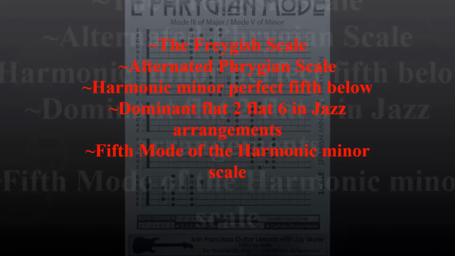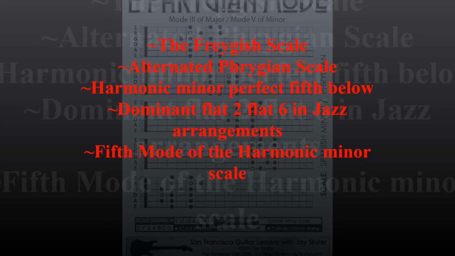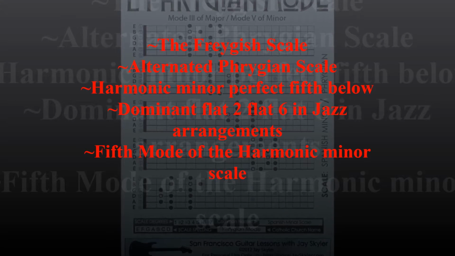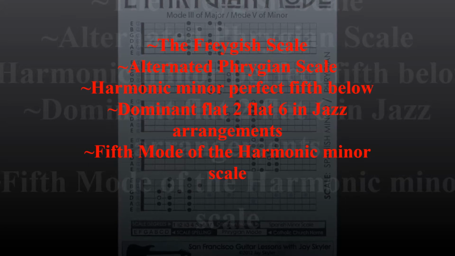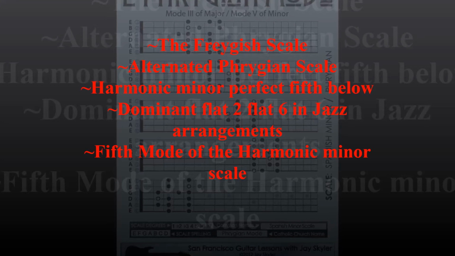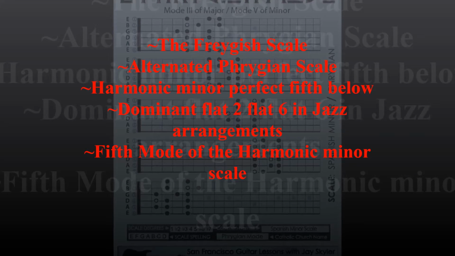The Phrygian dominant scale has many different names. You may hear it referred to in other mediums as the Phrygian scale, the alternated Phrygian scale, the harmonic minor perfect fifth below, the dominant flat 2, flat 6 in jazz arrangements, or the fifth mode of the harmonic minor scale.